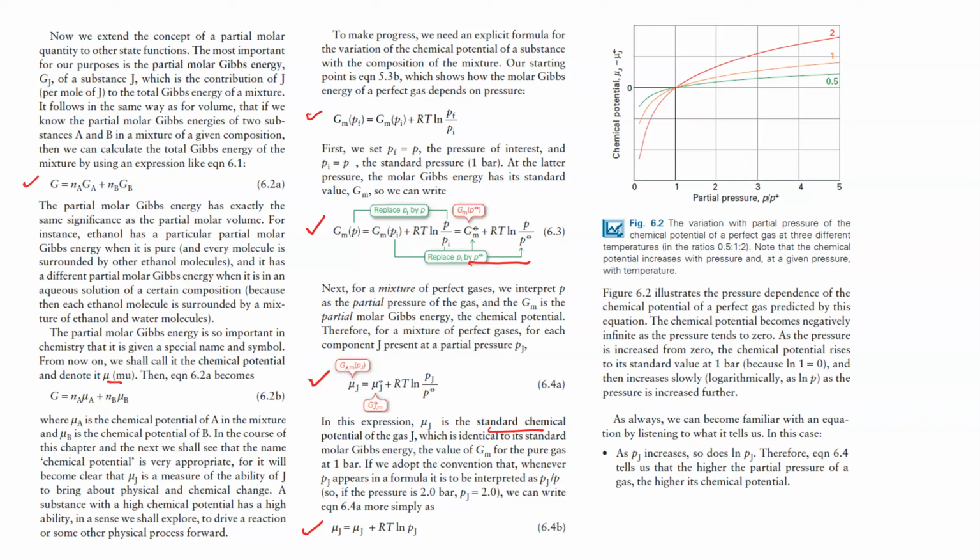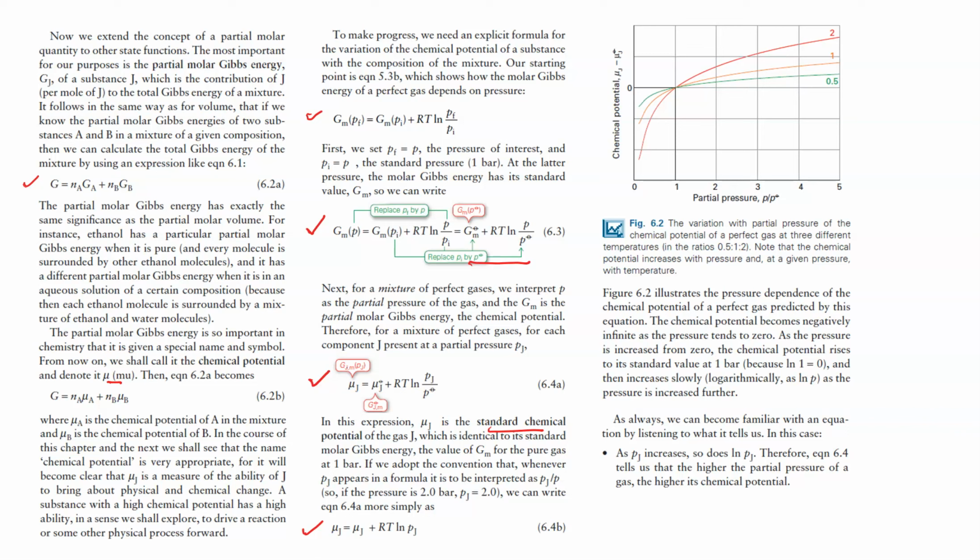So let's take a look here. Figure 6.2 illustrates the pressure dependence of the chemical potential of a perfect gas predicted by this equation. The chemical potential becomes negatively infinite as the pressure tends towards 0. As the pressure is increased from 0, the chemical potential rises to its standard value at 1 bar, and then increases slowly, logarithmically, as the pressure is increased further.